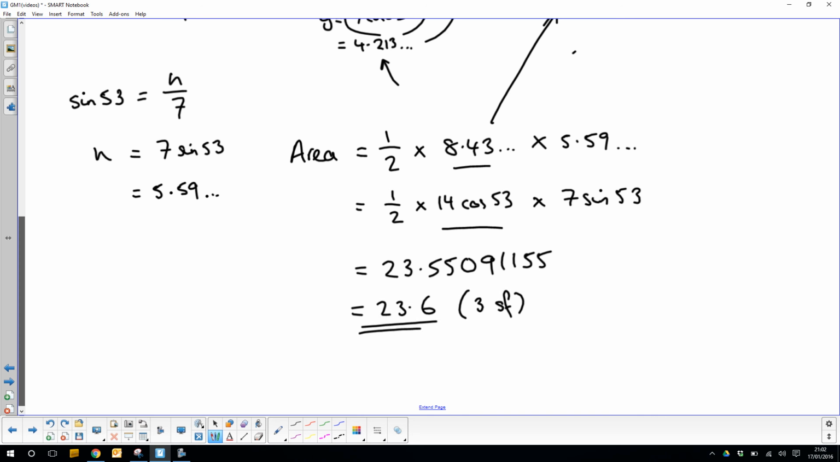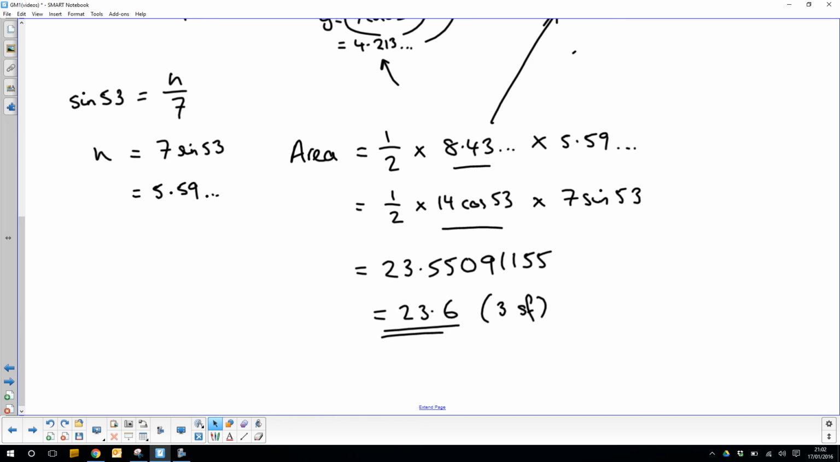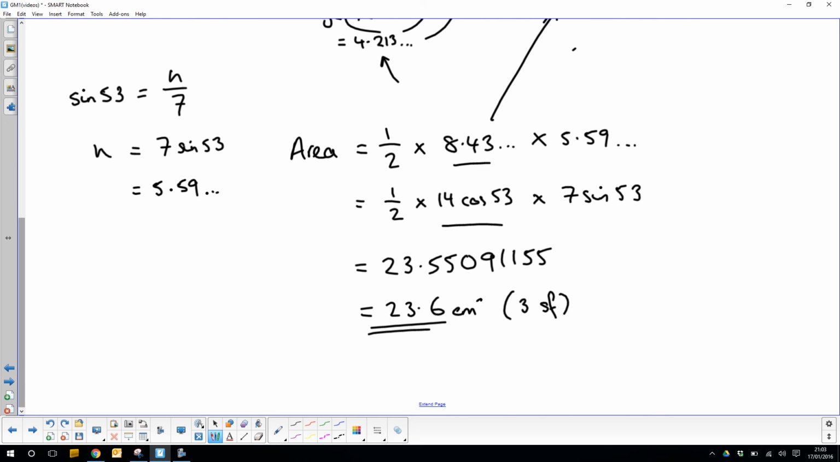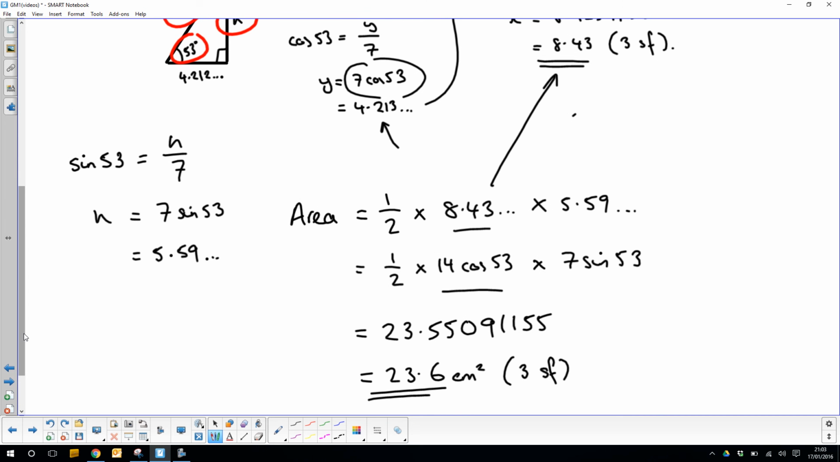It's certainly worth putting in our units. Looking at the original question, it was centimetres, so this is centimetres squared, and there we have it. We first found the base of the isosceles triangle, and from that we can calculate the area. We're in the same zone as when we were doing Pythagoras' theorem. If you're given an isosceles triangle, splitting it into 2 right-angled triangles means you can then use the trigonometry that you've been learning.